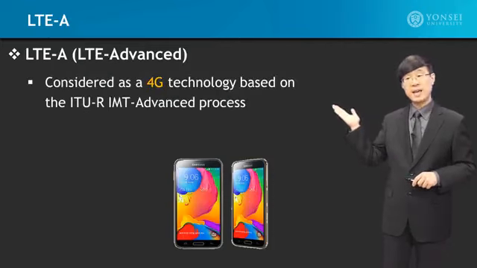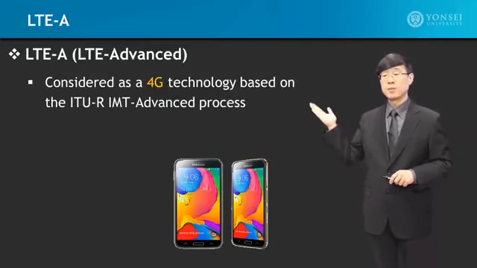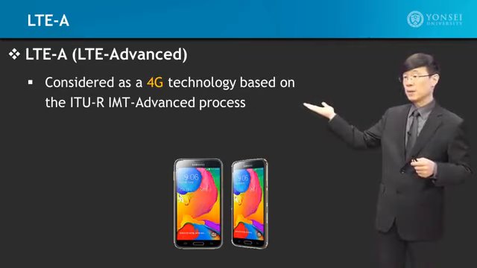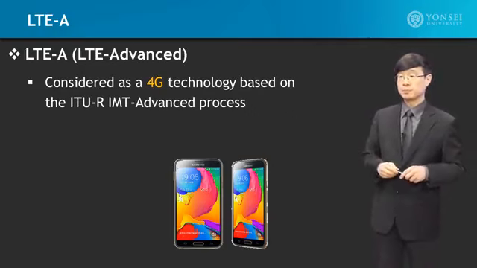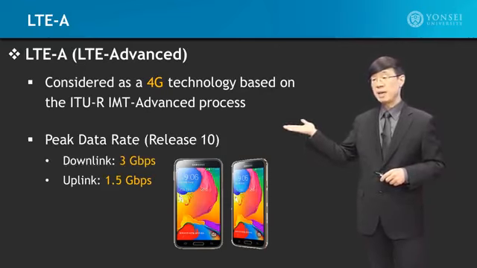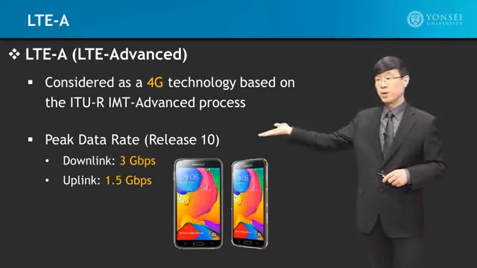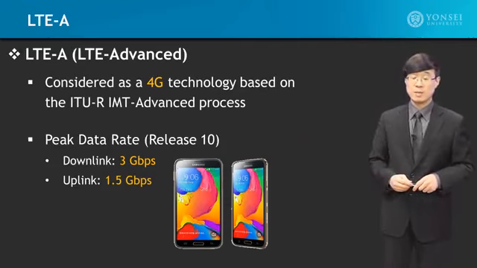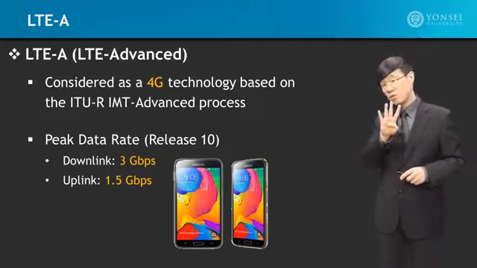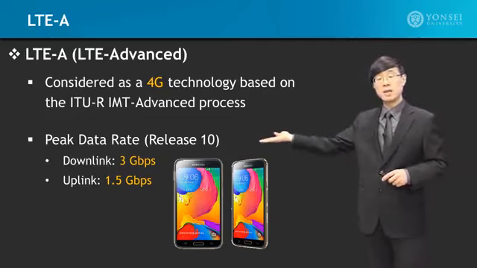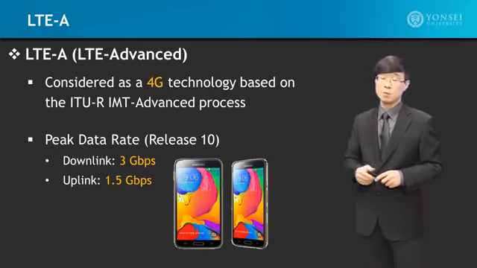Then we have LTE Advanced. From this standard, this is considered fourth generation, and it is based on the ITU-R IMT Advanced process. Based on this category, this technology has a peak data rate, based on release 10, of 3 gigabits per second downlink, and the uplink is 1.5 gigabits per second. As you can see, reaching into fourth generation mobile communication puts us into peak downlink and uplink data rates in the range of gigabits per second.